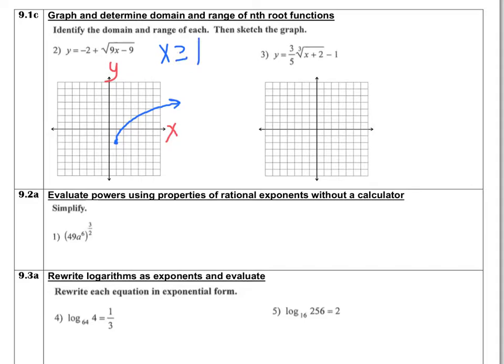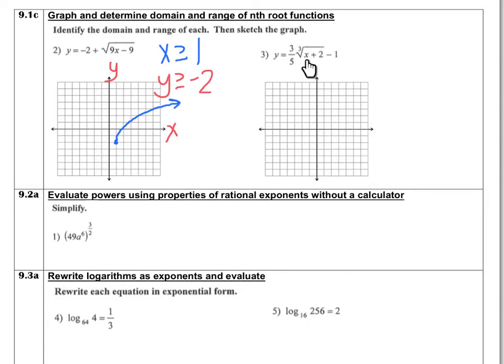The range is then going to be with the y's, so travel along the y-axis. There's no y activity until we hit this number here, which is -2. So then, therefore, the y's are going to be all numbers greater than or equal to -2.